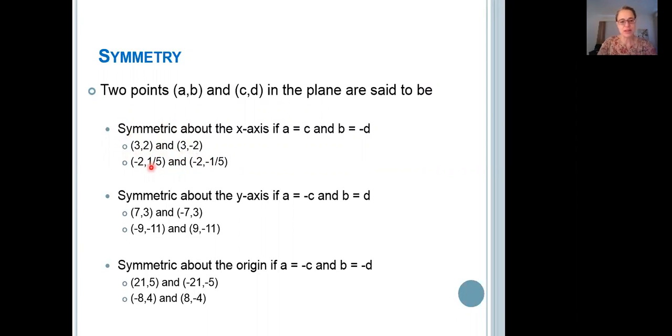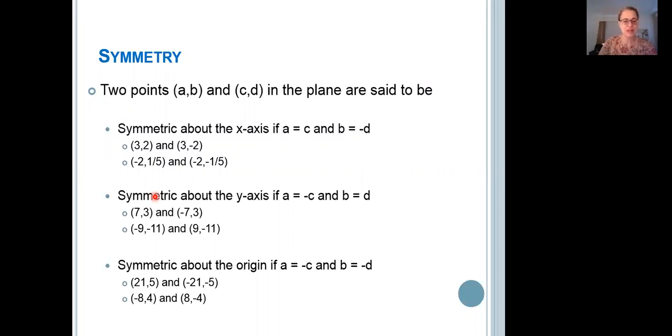We've got another example here. Make sure you understand why these 2 points, (2, 1/5) and (-2, 1/5), and (-2, -1/5), are symmetrical about the x-axis. Okay, now we can also talk about symmetry about the y-axis.